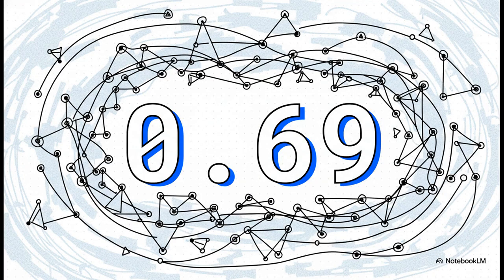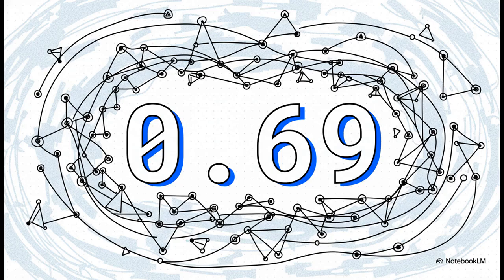And the value for the Indian railway network is 0.69. Now that number might not mean much by itself, but trust me, in network science, that is incredibly high. It means the network is very, very tightly knit on a local level, with lots of little interconnected triangles of stations.